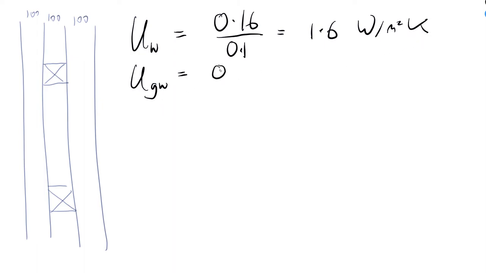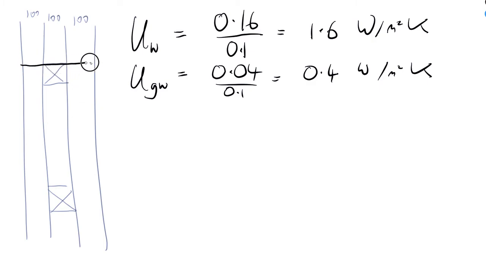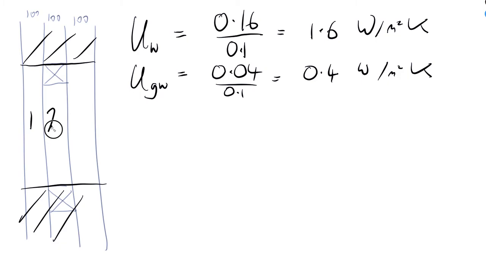Glass wool, on the other hand, is 0.04 divided by 0.1, which is 0.4, again, watts per square metre Kelvin. So next we want to look at these three layers. Let's just ignore everything above there and everything below there and just look at this section. And let's call this one layer one, and that's layer two, and that's layer three.